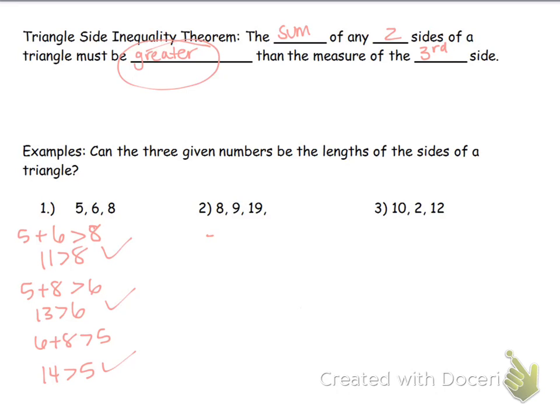Okay, so my next one, if I do 8 plus 9, it should be greater than 19. 17 is not greater than 19, so those side lengths would not make a triangle. Okay, 2 plus 10 should be greater than 12. 12 is not greater than 12, it's equal to, so that will also not make a triangle.